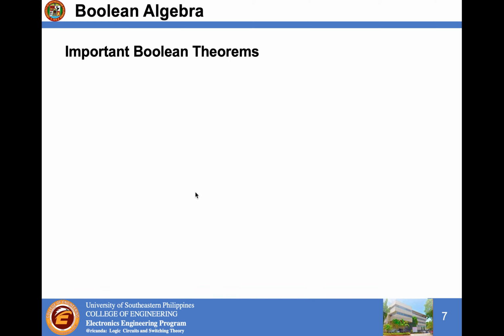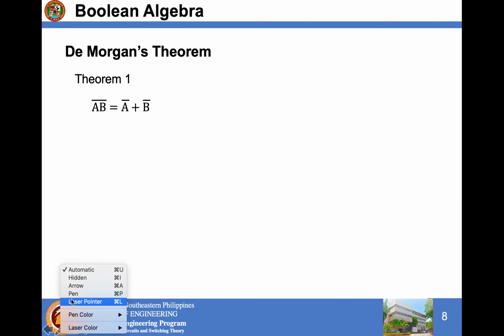Then we have some important Boolean theorems. This is what you call De Morgan's theorem. So theorem number 1: if we have A AND B, that is AB with a long bar, it can be written as A bar OR B bar. So it means that if we break this bar between the two variables from the sign of an AND, it will change to an OR. Or vice versa, if we join these two variables from the sign of OR, it will become an AND.